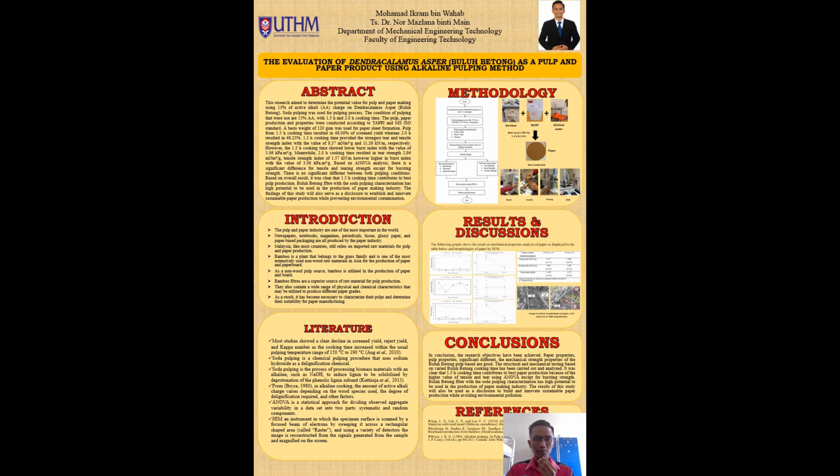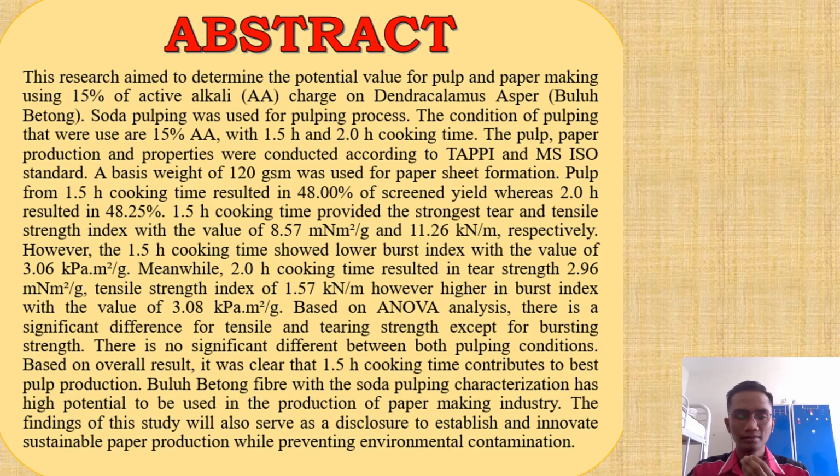Today, I would like to present my PSM2. The title is The Evolution of Dendrocalamus asper, Buluh Betong as a pulp and paper product using alkaline pulping method. First of all, I would like to present the abstract from my research.